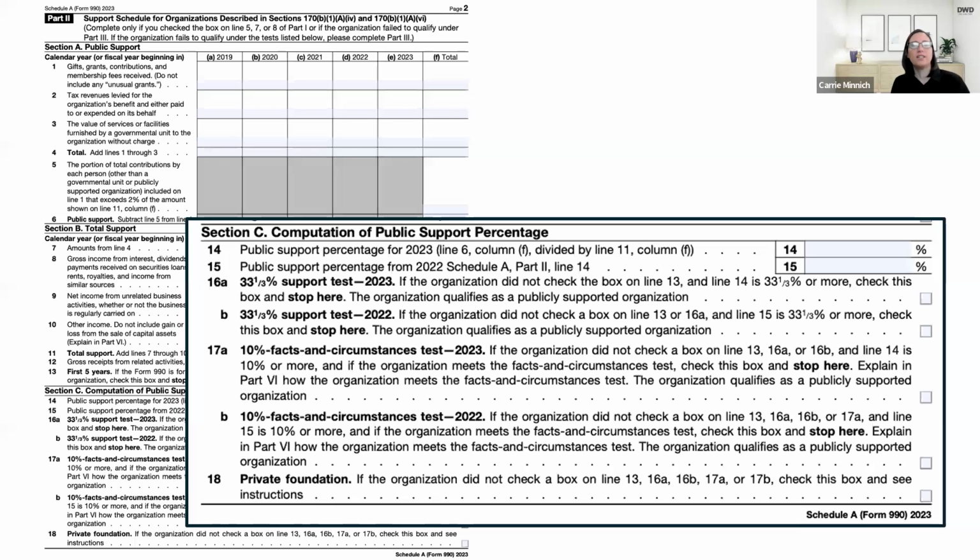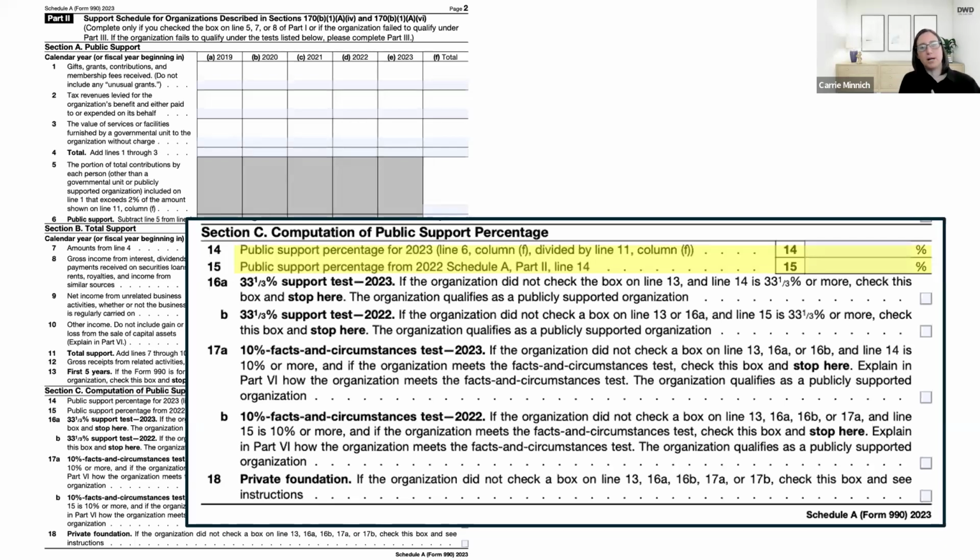The support test is very complicated. I'm not going to go into it here, but you need to know on your Schedule A, you need to look at this Section C and determine what your percentage is. You want to make sure that the percentage in lines 14 and 15 is at least 33 1/3%. If it is at least 33 1/3%, then you have met the requirement to be a public charity for the year. That's good. We want that.